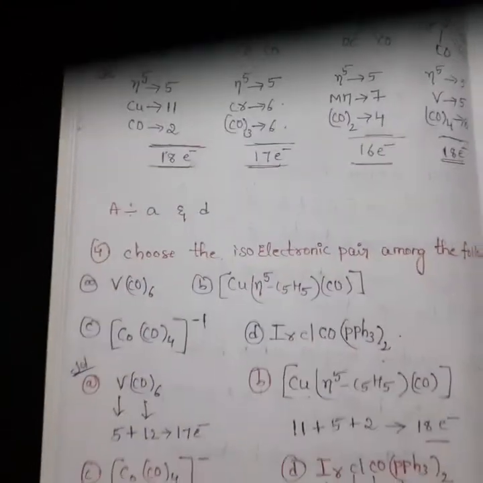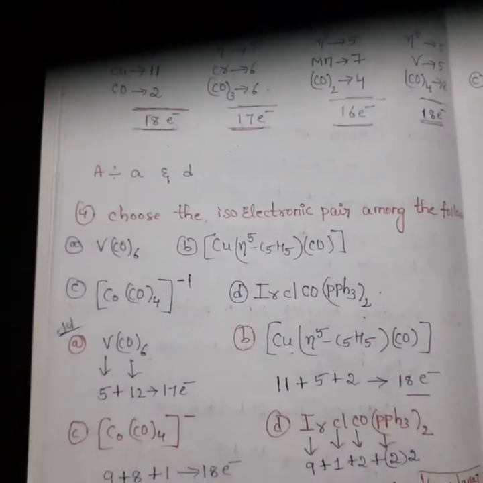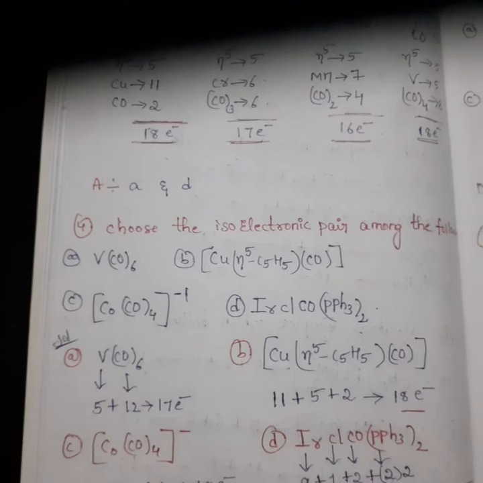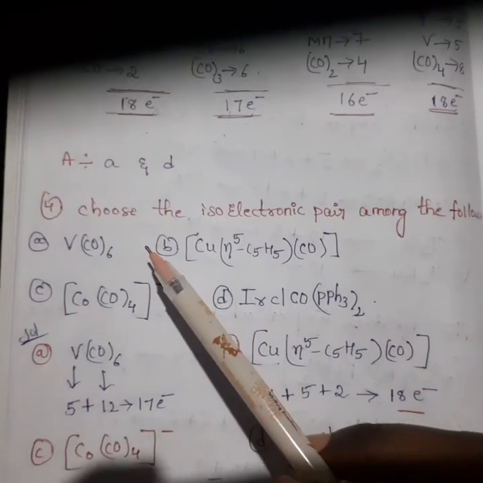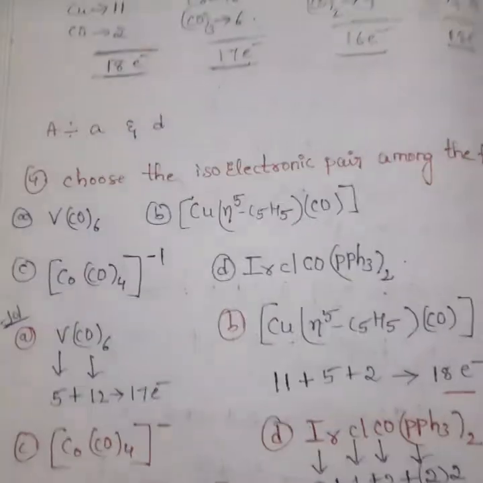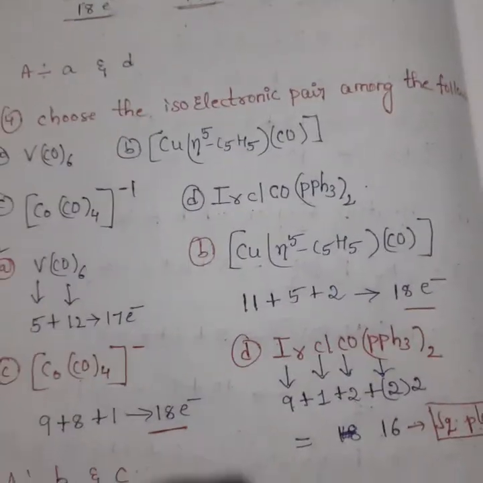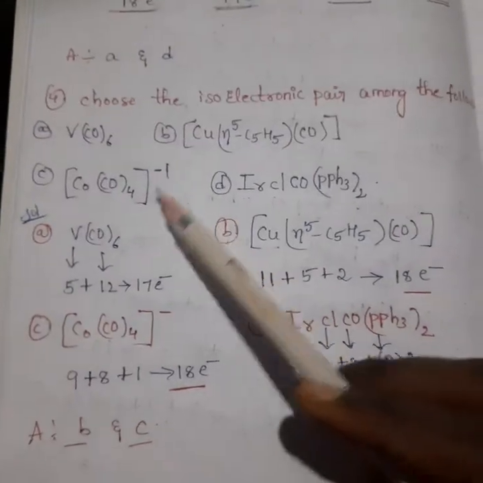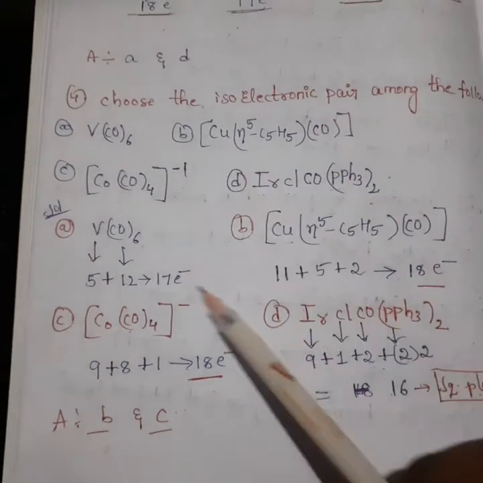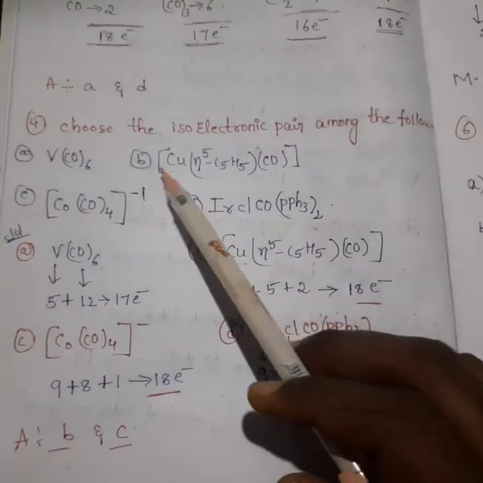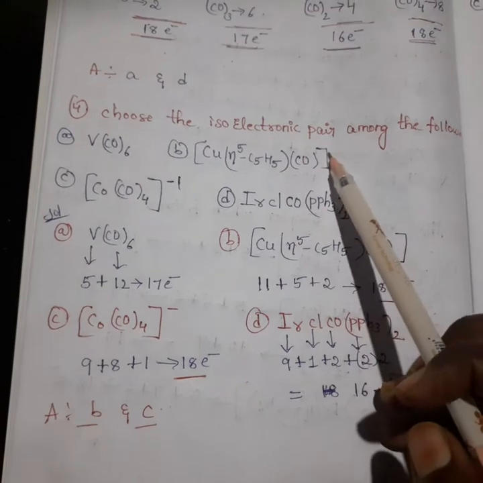Next, let us see. Based on the 18 electron rule, they may frame the question like this also. Here the question is, choose the isoelectronic pair among the following. Here also they have given the 4 options. Let us see all the options. We have to choose the isoelectronic pair among these.